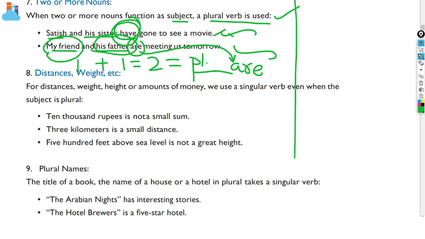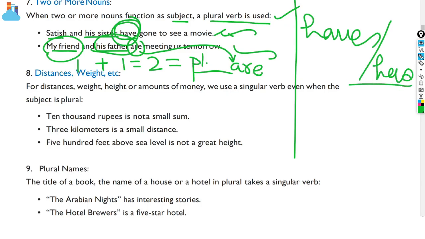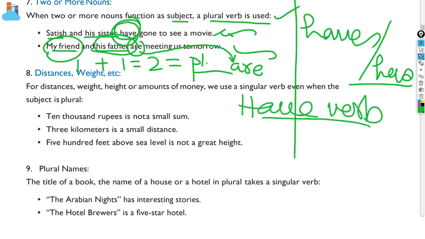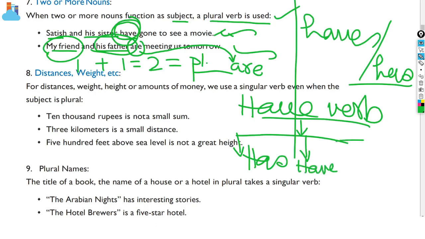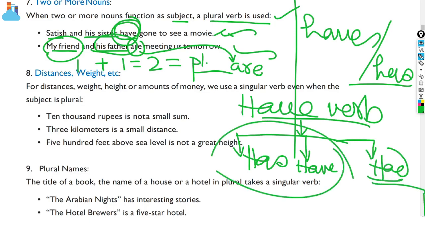So many of the time our children commit the mistake, they cannot actually identify which one is the singular and which one is the plural. So in order to clear that doubt, we will have to go to conjugation of this have verb. So the have verb has how many forms? Three forms are there. What are they? One is has, the other one is have, the third one is had. Had comes only in the past tense. In the case of the present tense, have and has are there.